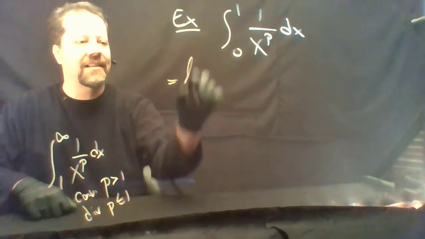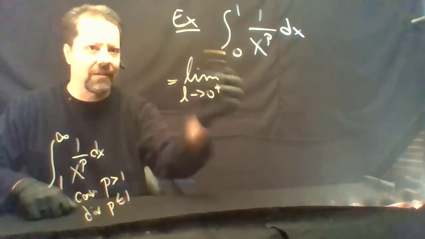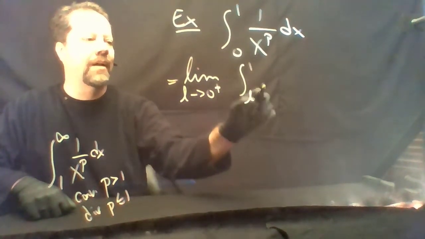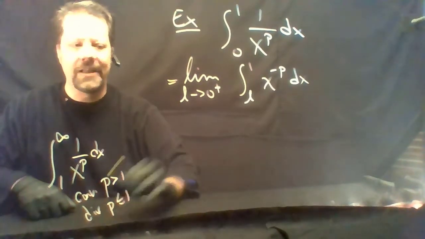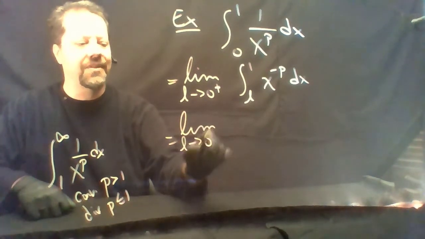So we'll have to take the limit as L goes to 0 from the right, back off and then head back towards it, of the integral from L to 1. We'll write this as x to the -p and proceed like we did before. It's the limit as L goes to 0 from the right.